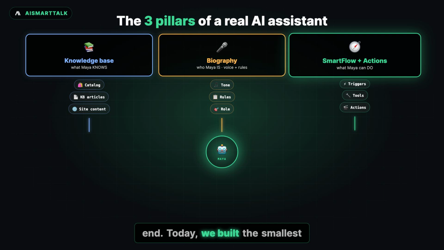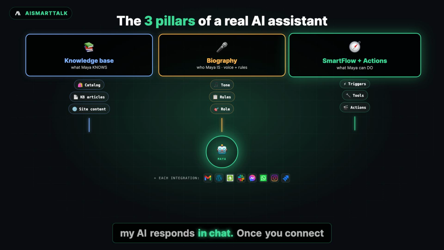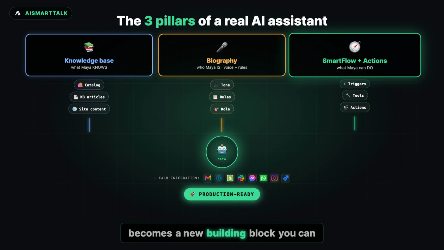Today, we built the smallest possible flow, on purpose, and we kept the trigger simple, how my AI responds in chat. Once you connect more integrations, every new action becomes a new building block you can drop into the canvas. And once you change the trigger to Conversation Tool, that whole SmartFlow becomes a tool the AI can call on demand mid-chat. Same building blocks, infinite combinations.